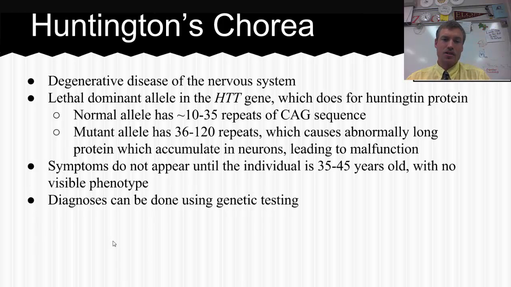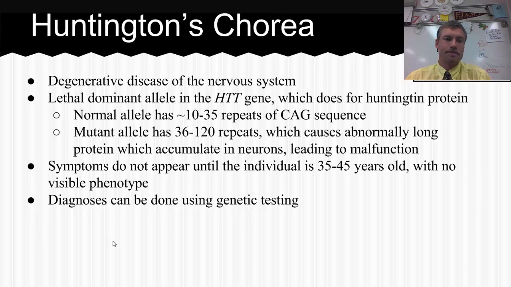Now, you can diagnose this using genetic testing, and the problem then is that you've got this quandary, right? Do you want to know that you could potentially die? Or would you rather know that way you can plan and make sure, hey, I'm not going to have kids, or maybe you do some sort of genetic screening on embryos and maybe go through in vitro fertilization. So definitely some ethical issues that go along with Huntington's, just because of the way that it manifests itself.